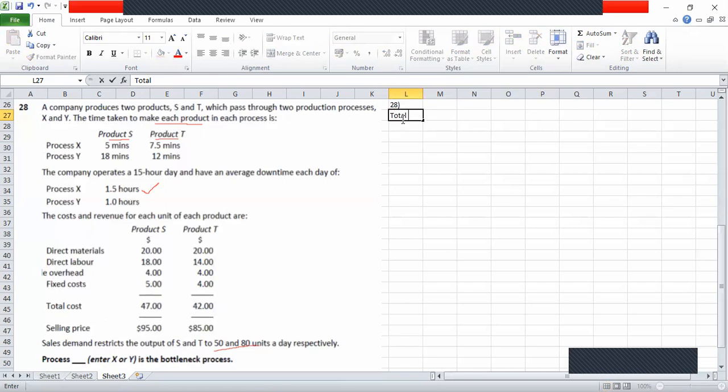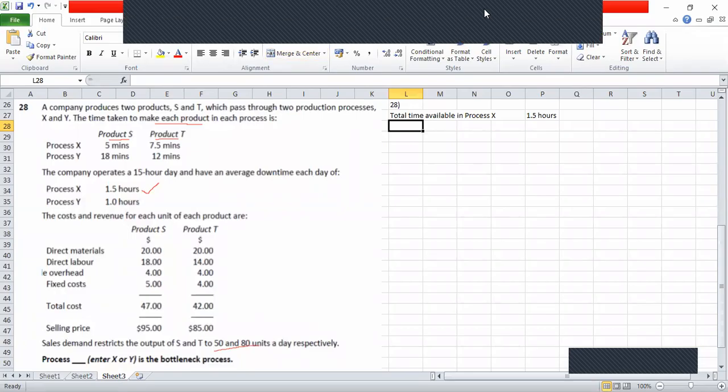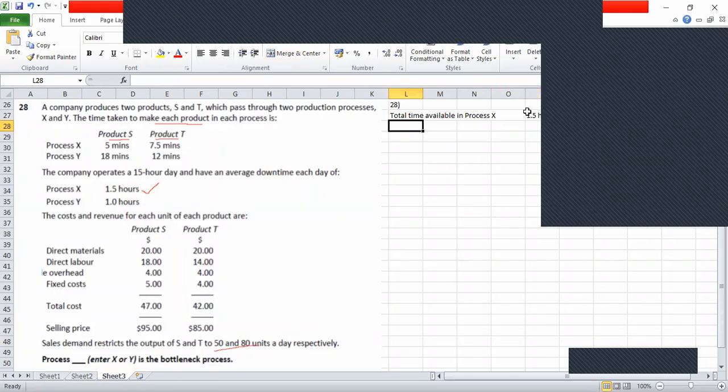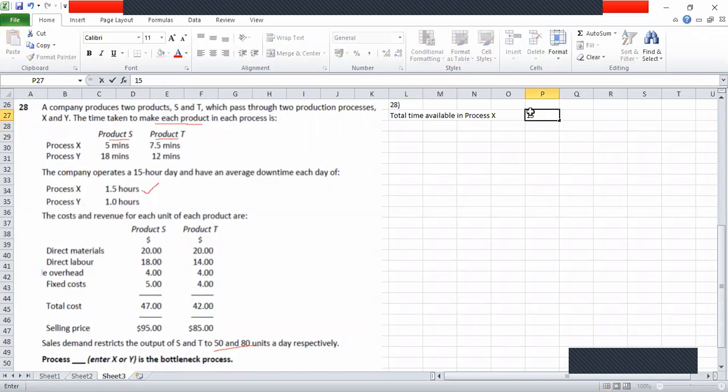total time available in processing. The company operates a 15-hour day, and there is an average downtime each day. I'm really sorry, it is 15 hours. Total time available each day is 15 hours.